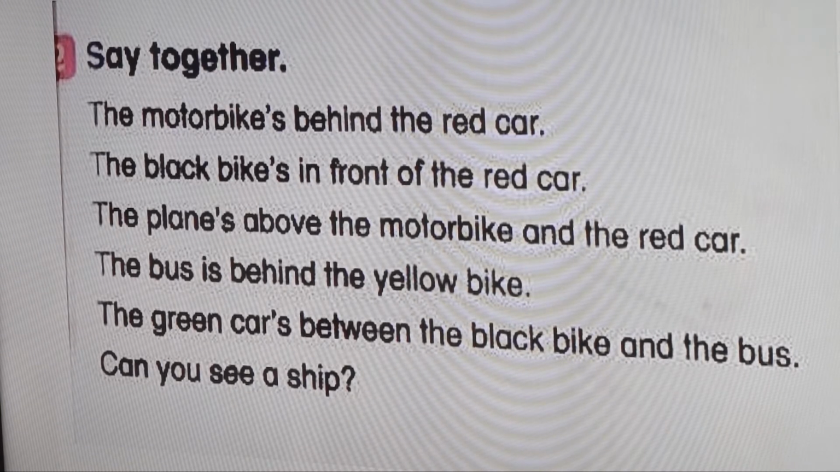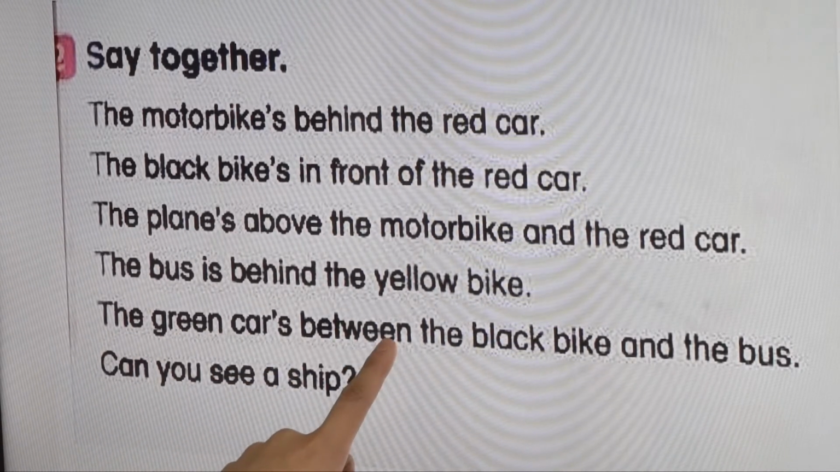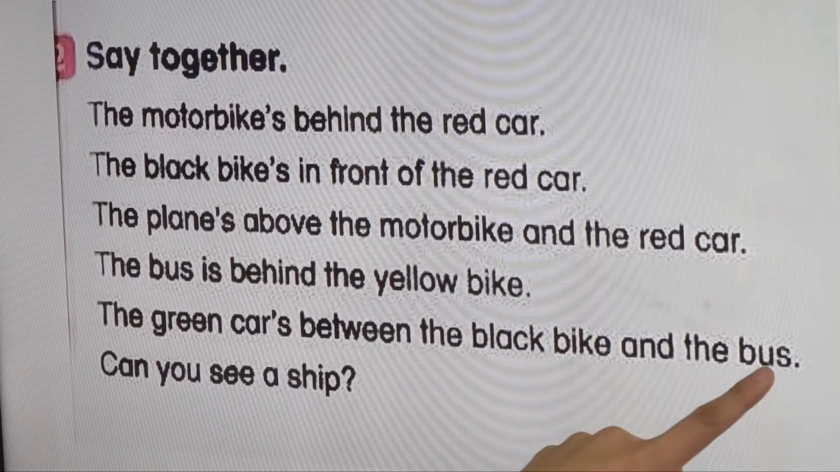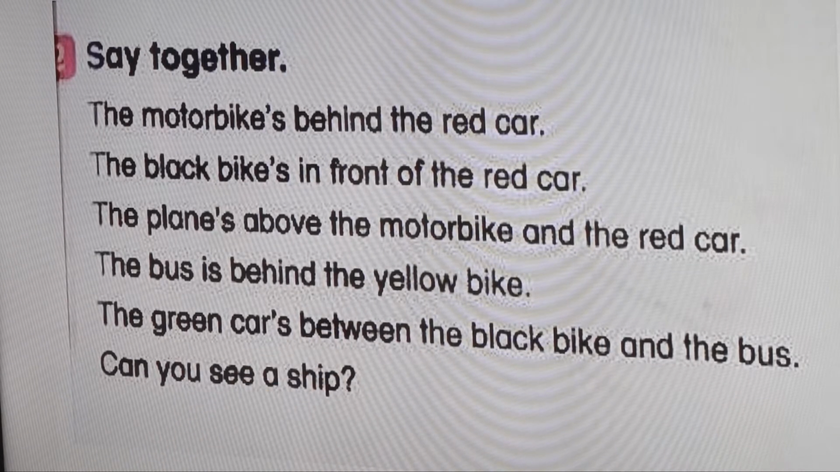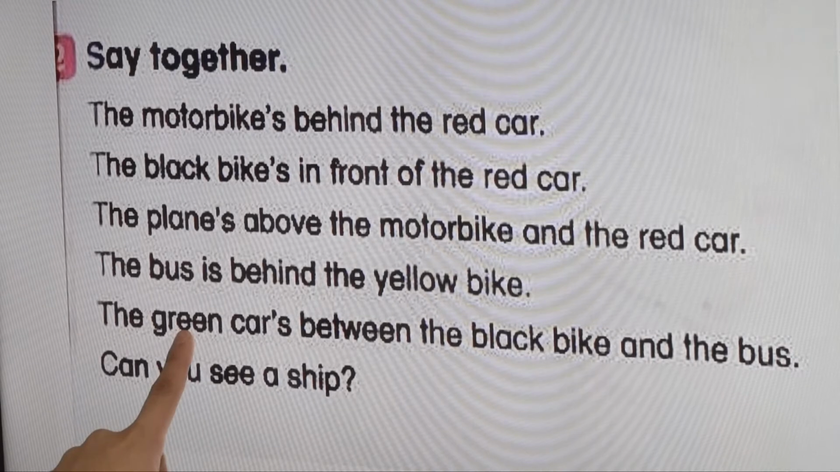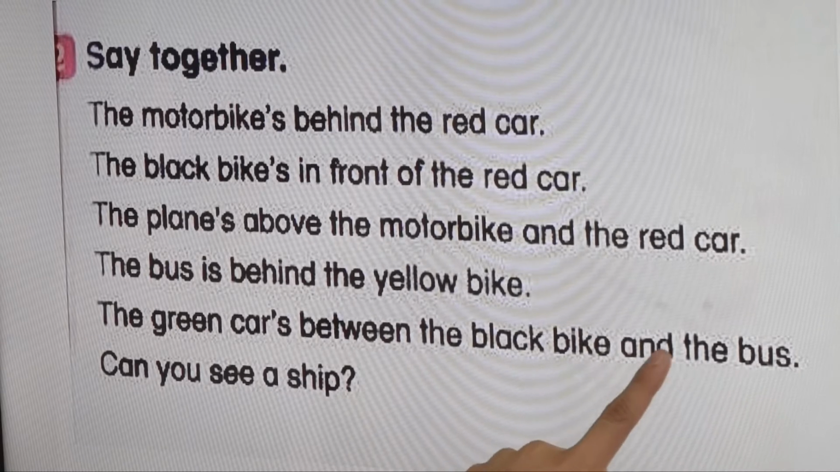Okay, good work. Now, the green cars between the black bike and the bus. Alright, what does between mean? Between means in the middle of. We have 3 things. The middle is in between, right? So, the green cars between the black bike and the bus. Between means in the middle. So can you read it by yourself? Right, the green cars between the black bike and the bus.